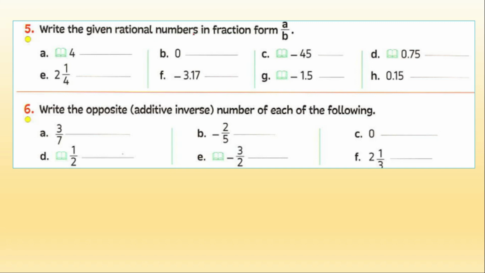Write the given rational numbers in fraction form A over B. Number 4 we can write in fraction form as 4 over 1. 2 and a quarter, change to an improper fraction: multiply 2 times 4, then plus 1. 2 times 4 is 8, 8 plus 1 is 9, so it's 9 over 4 denominator. 0 means 0 over 1.